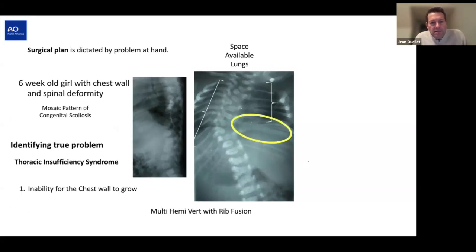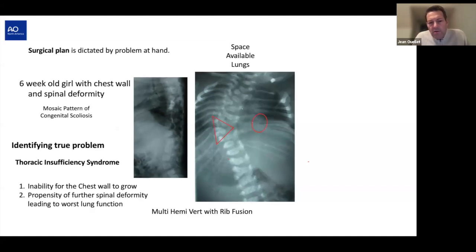So essentially, not only does the patient have congenital deformities of the spine, but the patient really has a bar that's localized in his chest. And essentially, Bob Campbell described this as thoracic insufficiency syndrome, that is, the inability of the chest to grow, and the propensity for further spinal deformities increases, not only because of the congenital hemivertebras, but because he has a fixed tether.